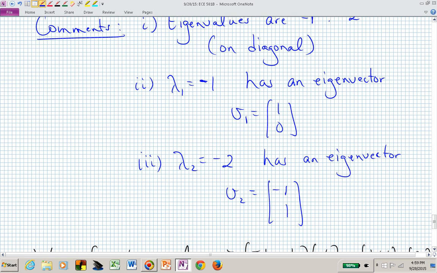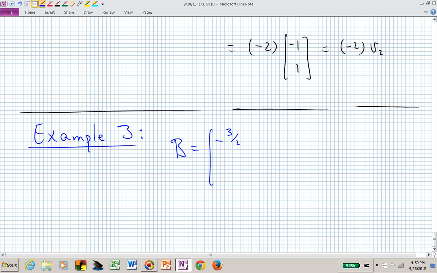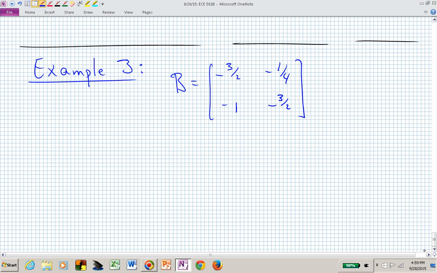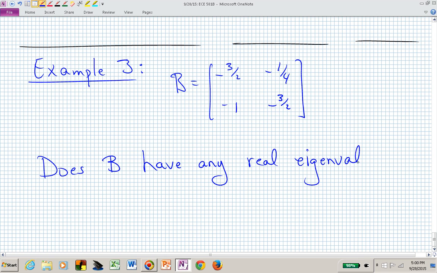Let's now look at B. Whoops, what am I calling? Oh, B. -3/2, -1/4, -1, and -3/2. This looks more like an exam problem. Now, by inspection, what are the eigenvalues? Or maybe the first thing you want to say, does B have any real eigenvalues.